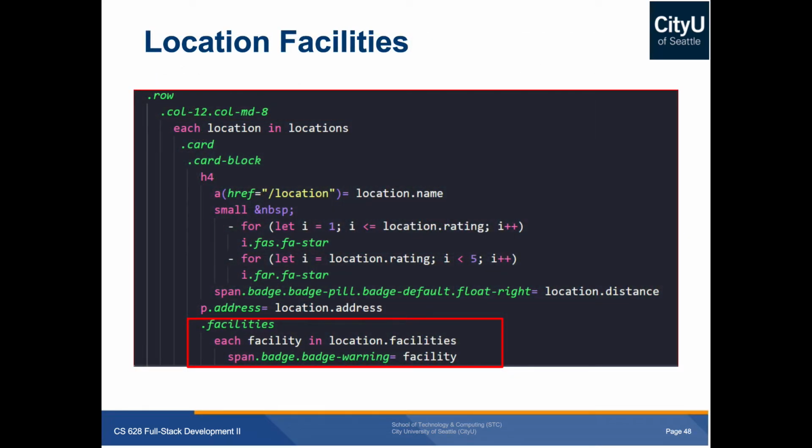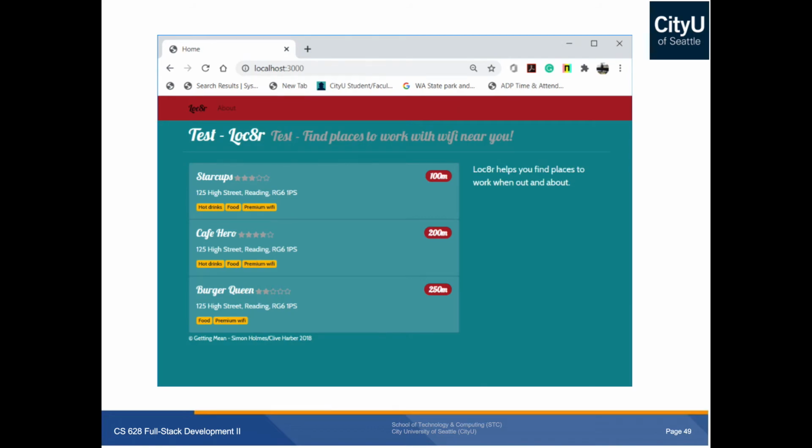Next is facilities. So we want to iterate over the facilities again using each keyword, each followed by the variable, any variable that you want to name it, and then the in keyword followed by the array that we want to iterate over. And then for each facility, whatever variable you name, you want to assign that to the span. And now you would have hot drinks, food, premium Wi-Fi. Those are the location facilities, the elements of that array.